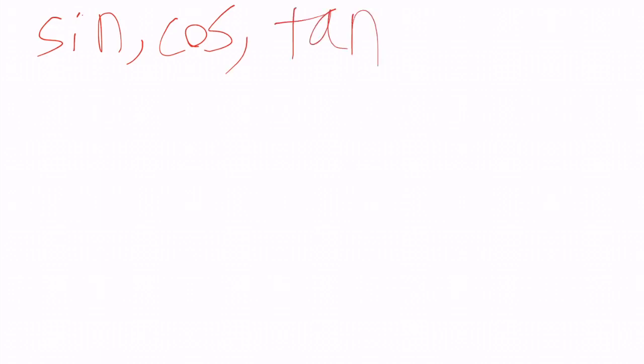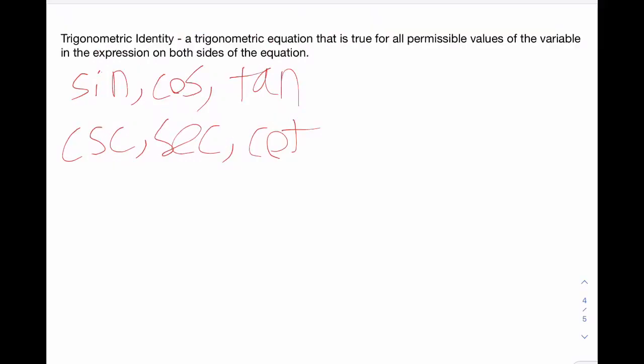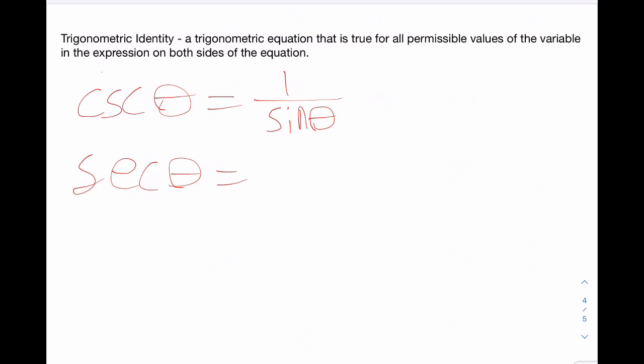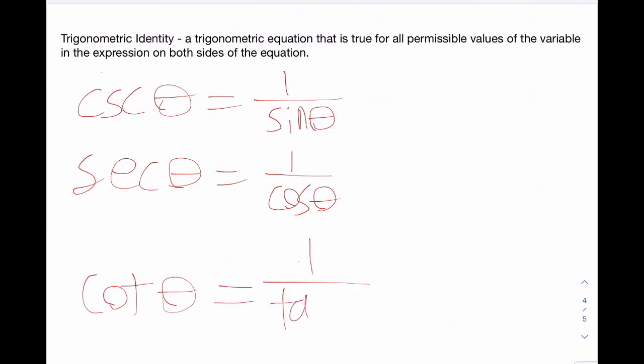So we already know sine, cosine, and tangent. Now we're going to look at cosecant, secant, and cotangent. Alright, so first let's look at cosecant of theta. Cosecant of theta is equal to 1 over sine of theta, and secant of theta is equal to 1 over cos of theta. And finally, cotangent of theta is equal to 1 over tangent of theta.